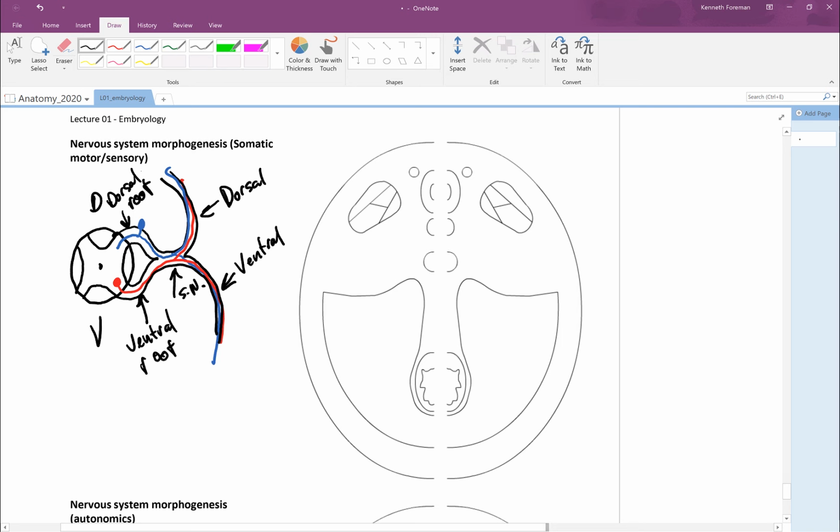Now, if I apply this pattern to the image over here, this is what it looks like. Dorsal root ganglion, we would have our cell body for our sensory neurons. We'd have a central axon going into the neural tube, and we'd have a peripheral axon, which would follow the dermatome either ventrally or dorsally.